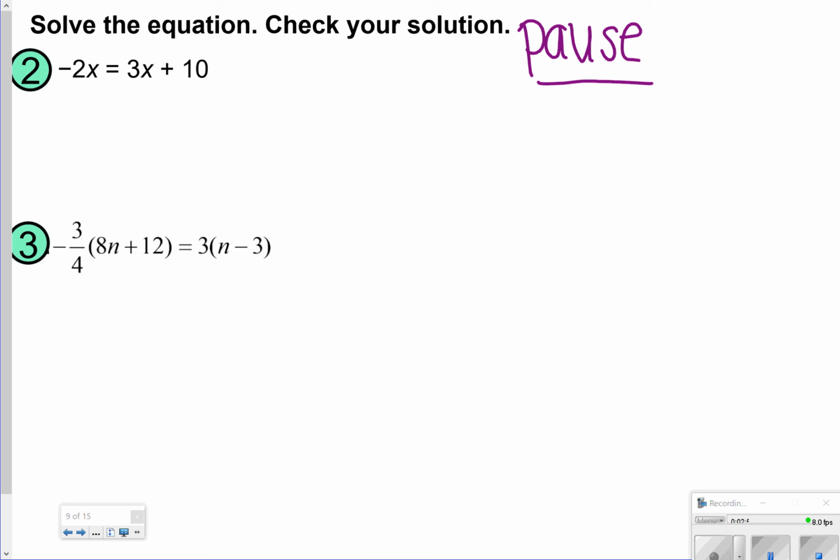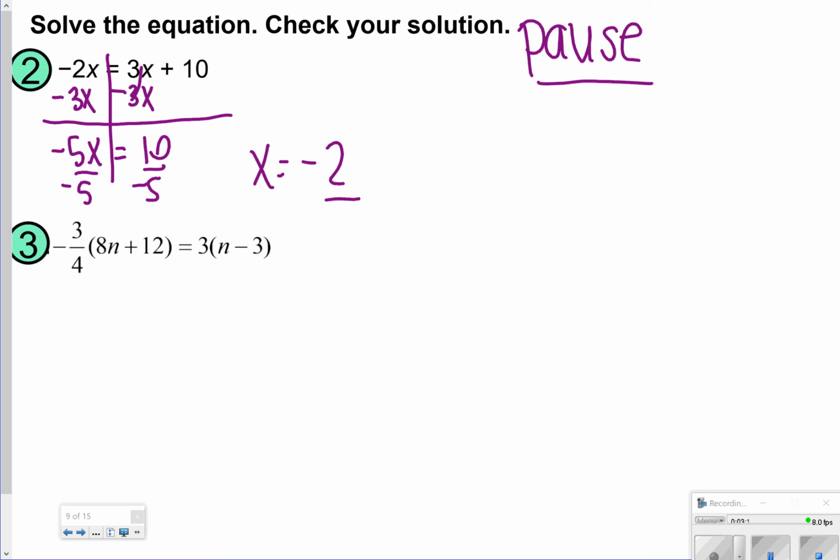All right, so the first thing you did in step 2 is you probably moved this 3x to the left side. That is going to create a negative, but that's okay. We'll get negative 5x is equal to 10, and then we divide both sides by negative 5. X is equal to negative 2.